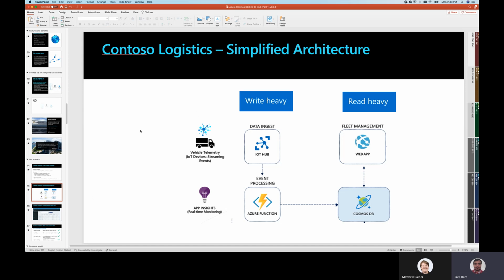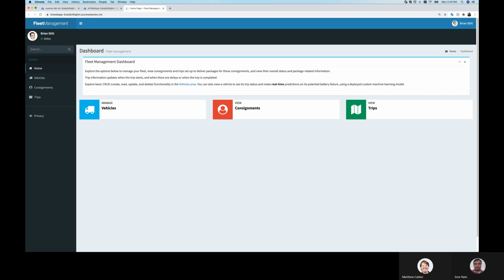So let's go ahead and see our first demo of Contoso Logistics. As you can see here, this is our home page and this is our fleet management site. This is deployed as a web app, which is running on Azure and hosted on Azure App Service. And it has these simple screens wherein you can manage your vehicles, you can view your consignments, and you can view the trips. First, let's see how we can manage our vehicles.